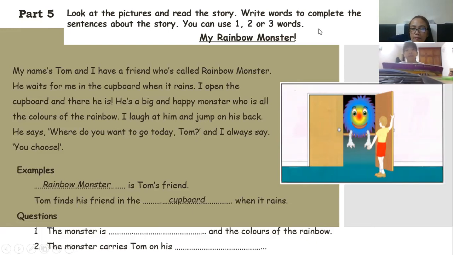My rainbow monster. My name's Tom, and I have a friend whose name is Rainbow Monster. He waits for me in the cupboard. When it rains, I open the cupboard and there he is. He's a big and happy monster who has all the colors of the rainbow. I laugh at him and jump on his back. He says, "Where do you want to go today, Tom?" And I always say, "You choose."